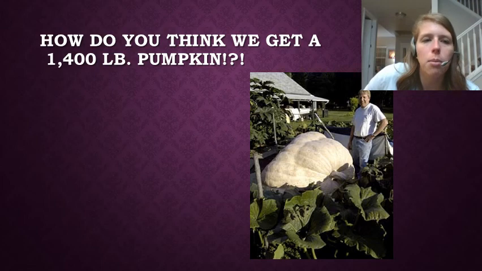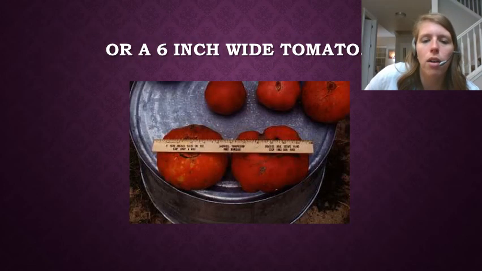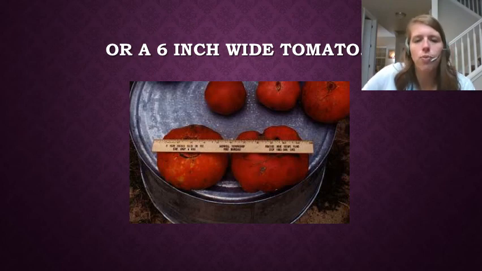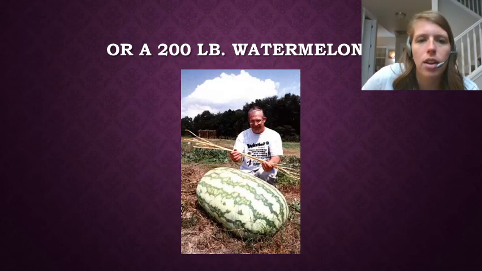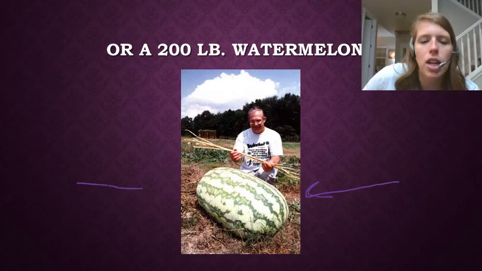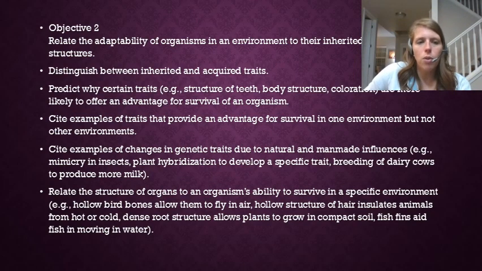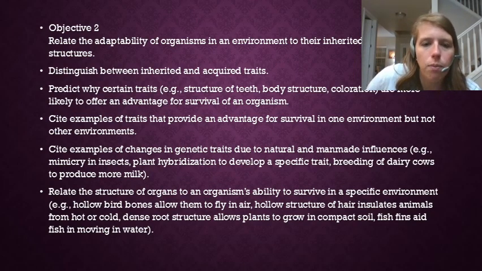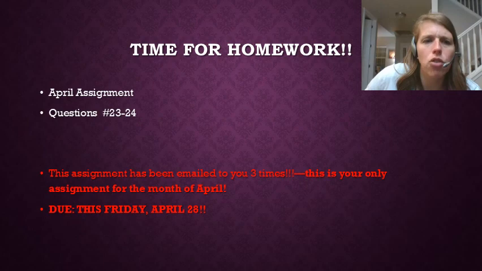A couple of funny examples: how do you think we could possibly get a 1,400-pound pumpkin? Probably a GMO, right? Genetically modified. Or a 6-inch wide tomato. I mean, that's huge. Definitely genetically modified. Or maybe a 200-pound watermelon. Some definite genetic engineering going on here, right? But kind of cool. So, guys, we've covered all of our objectives today. You can look over these, but we basically have just talked all about natural selection.